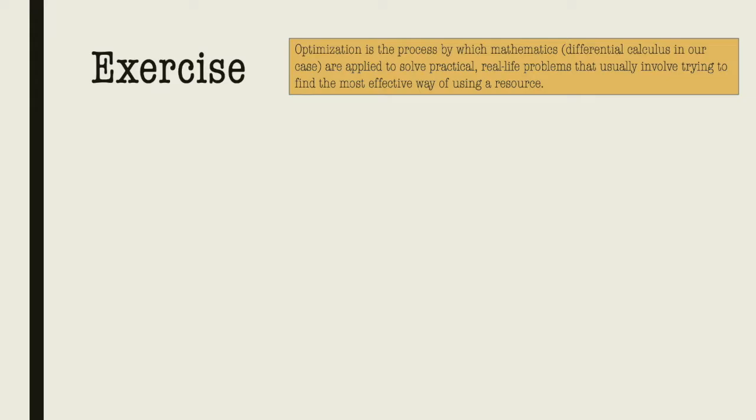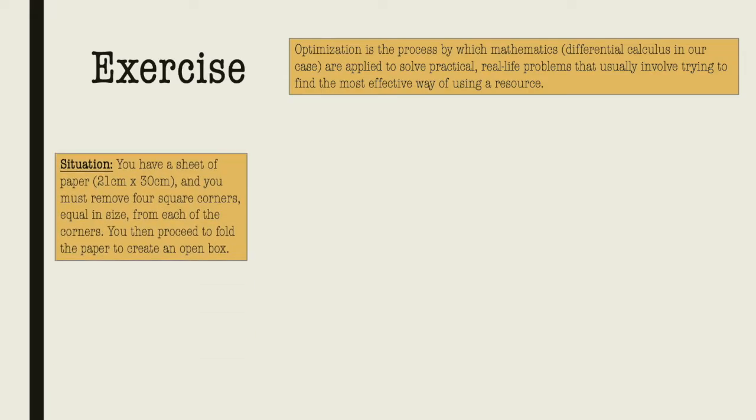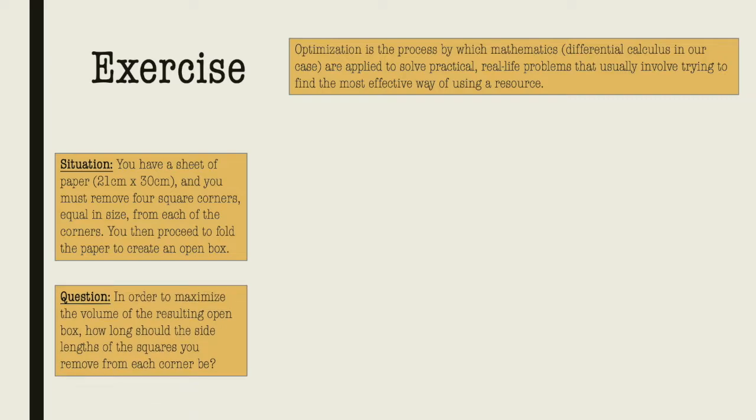Let us begin with a classic optimization problem using differential calculus. Suppose we have an A4 paper, which is 21 centimeters wide and approximately 30 centimeters long. We will cut away 4 squares which are equal in size from each of the corners of that sheet of paper. Afterwards, we will fold the resulting flaps to create an open box. What should the side length of those squares be in order to maximize the volume of the resulting open box?